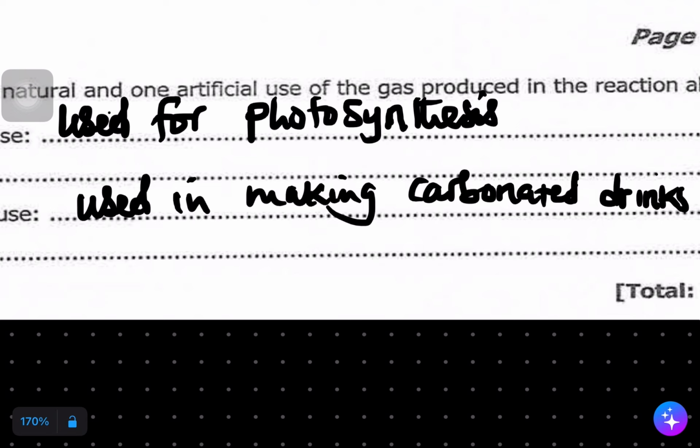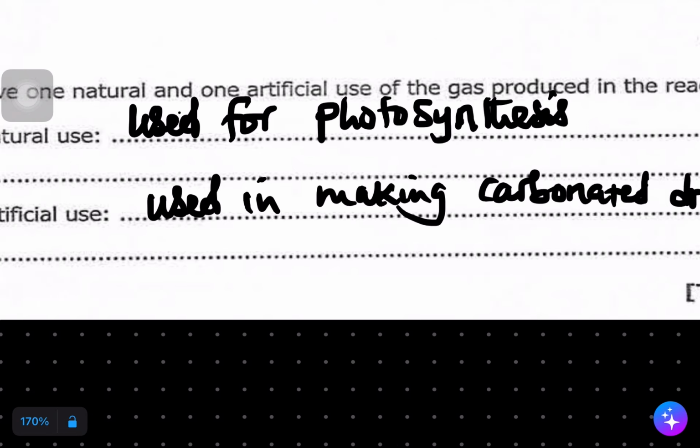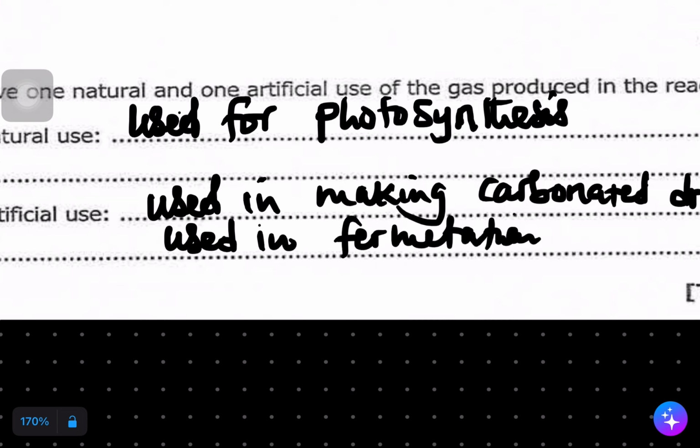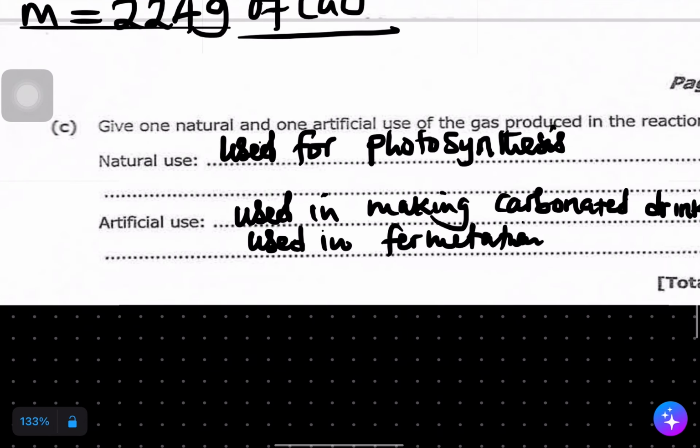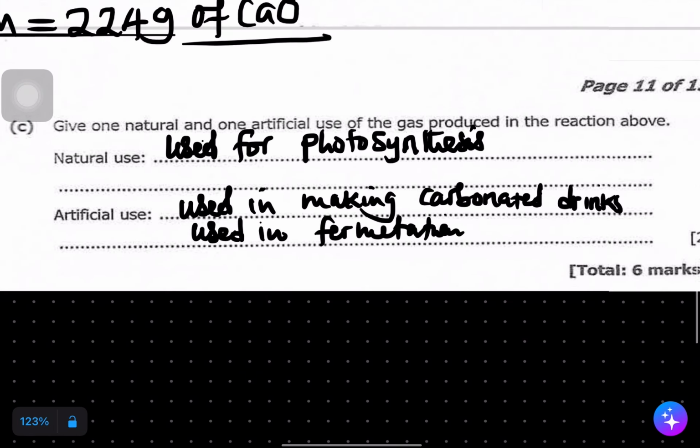And then also we can say used in fermentation. That is optional, but we can even say that. So these are some of the artificial uses, and also the natural use, of carbon dioxide.